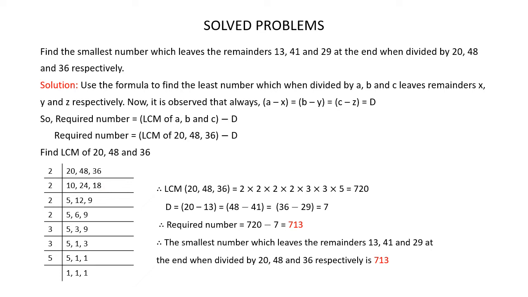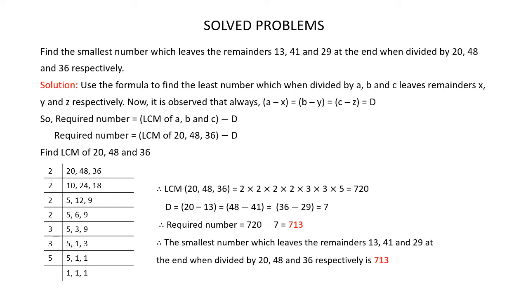Now divide by 2. 5 cannot be divided by 2 completely, so write 5 as it is in the next row. 12 divided by 2 is 6, write 6 in the next row. 9 cannot be divided by 2 completely, so write 9 as it is in the next row. Now divide by 2. Write 5 as it is in the next row. 6 divided by 2 is 3, write 3 in the next row. Write 9 as it is in the next row. Now divide by 3. Write 5 as it is in the next row since it's not divisible completely by 3. 3 divided by 3 is 1, write 1 in the next row. 9 divided by 3 is 3, write 3 in the next row. Again divide by 3. Write 5 as it is in the next row.